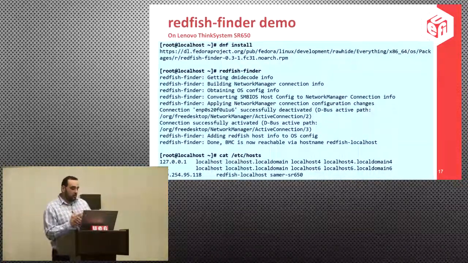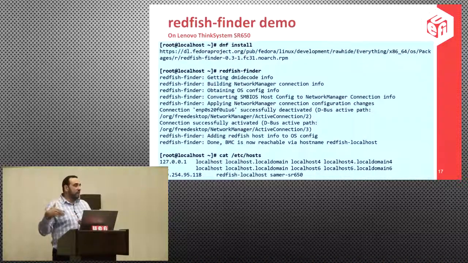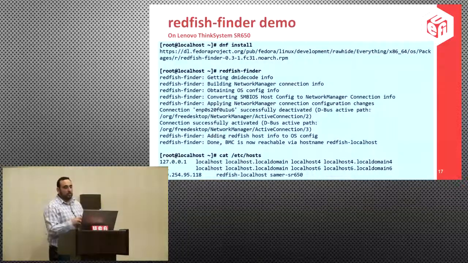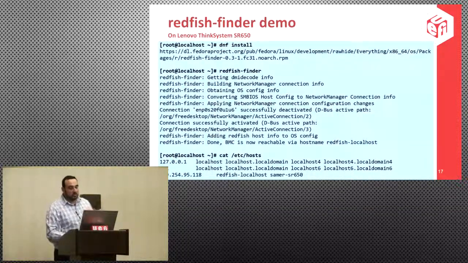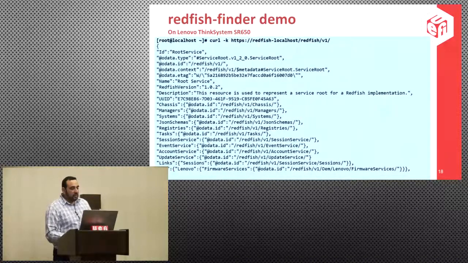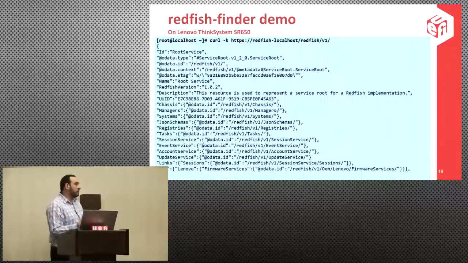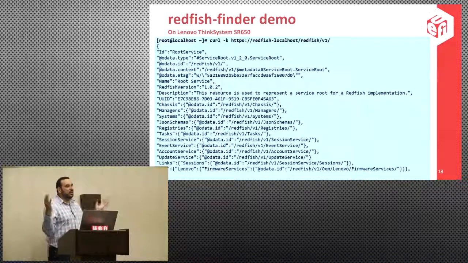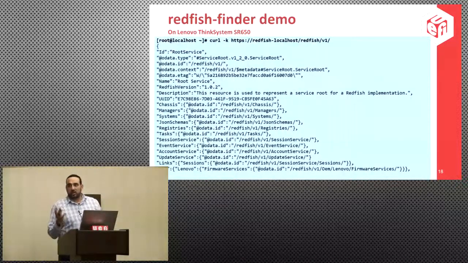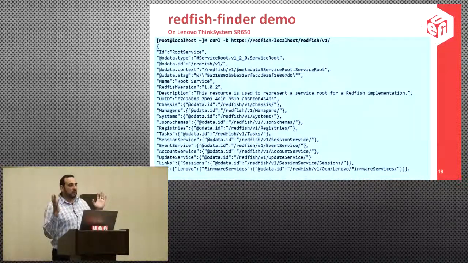It created the Redfish localhost, and it even mapped it to the out of band name of my BMC, which is in this case the Samer SR650, which is the domain name of the BMC, or the host name of the BMC on the other side of the network. Now that I have Redfish localhost, just simple curl command. Now it's the beauty of the tooling, right? We're using REST, we're using HTTPS, we're using JSON.